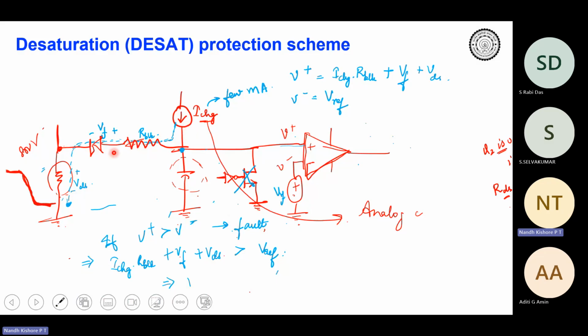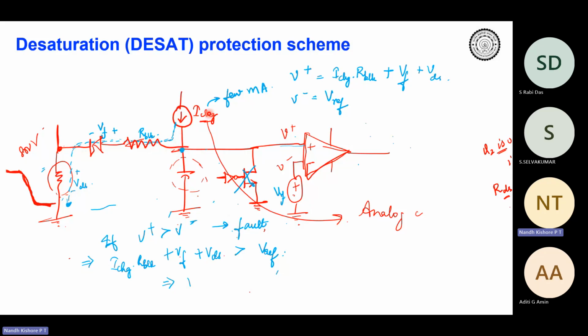So you forget about the capacitor for now. Okay, forget about the capacitor. Now you understand that the voltage would be, if there is no capacitor itself, I charge into RBLK plus VF plus VDS, correct? Now I added the capacitor. You know that V plus voltage is kind of a clamped voltage, right? It's a fixed voltage which cannot increase.